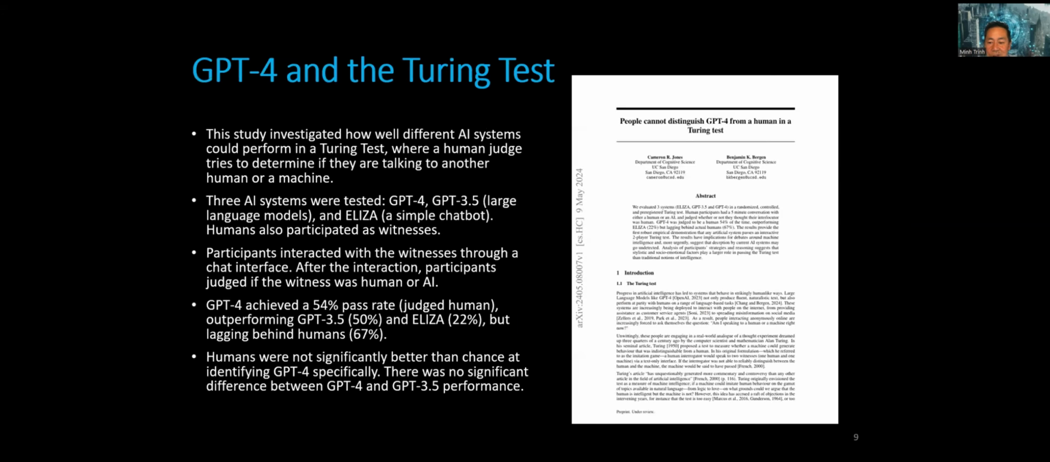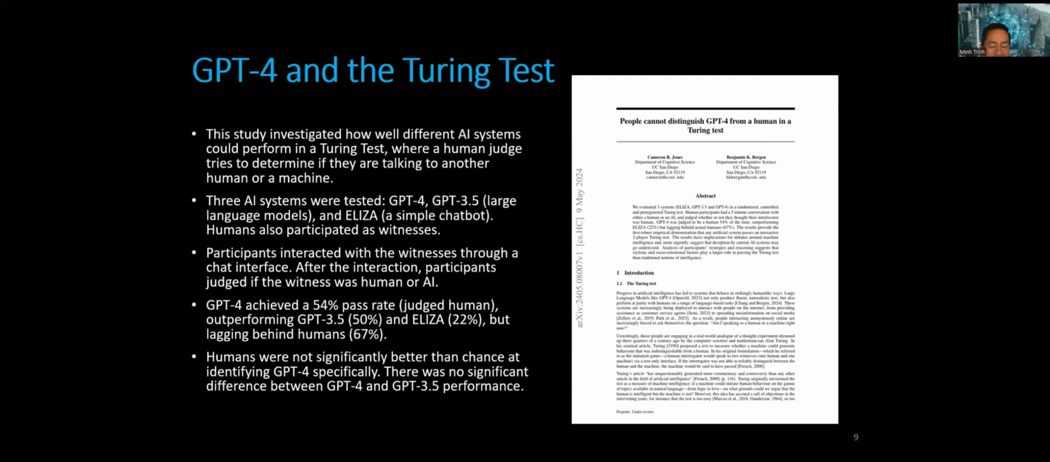Here is research that has been done recently, last month in May 2024. They tried to do it as an experiment. They tested three systems: GPT-4, GPT-3.5, which is the previous iteration of GPT, and ELIZA. ELIZA was a system developed, I think, in the 70s. It's a chatbot that's not very smart, but it could fool people. It was programmed in such a way that it sounded very human, right?